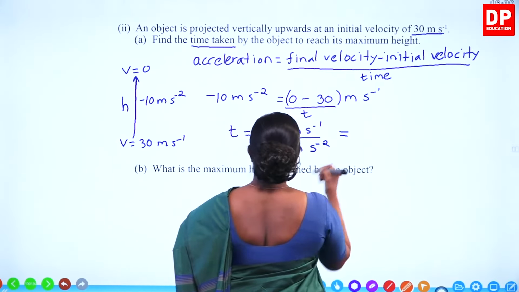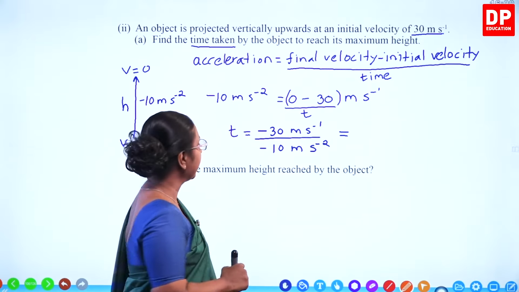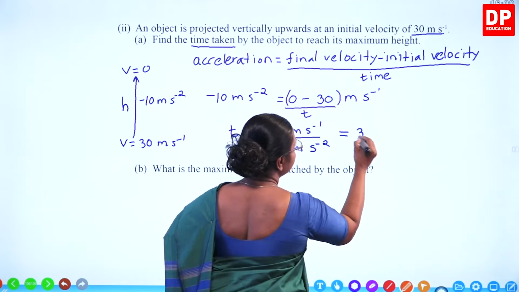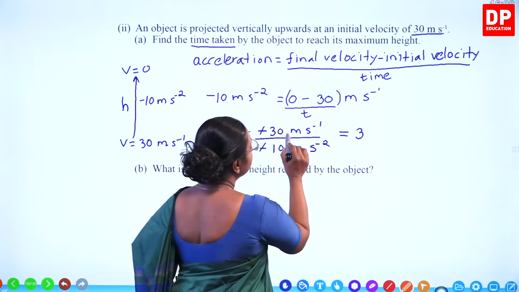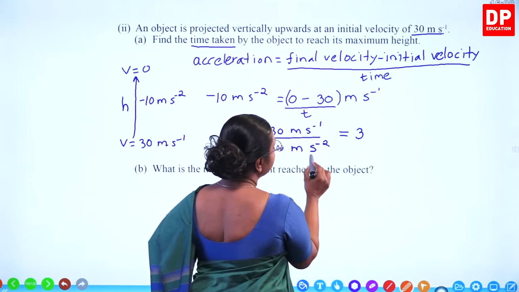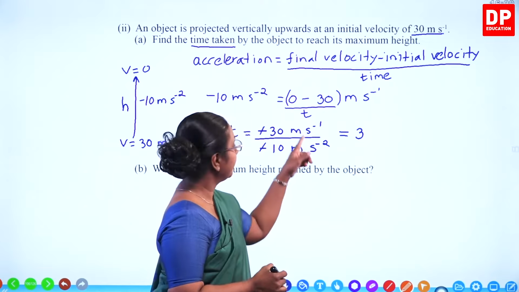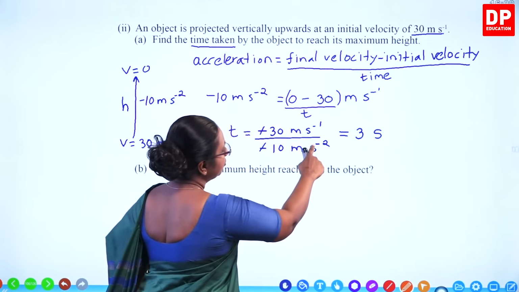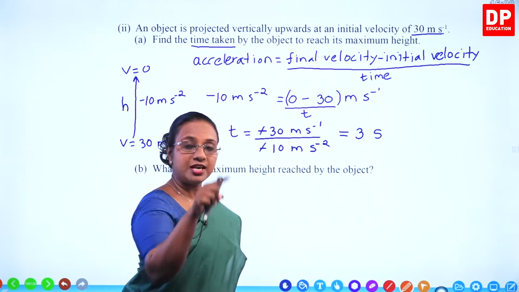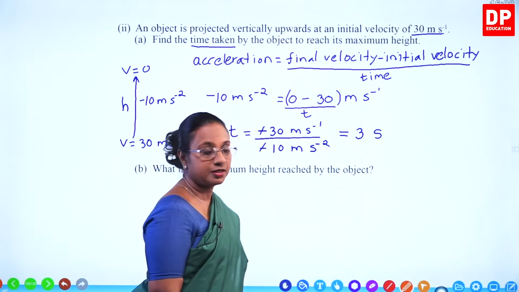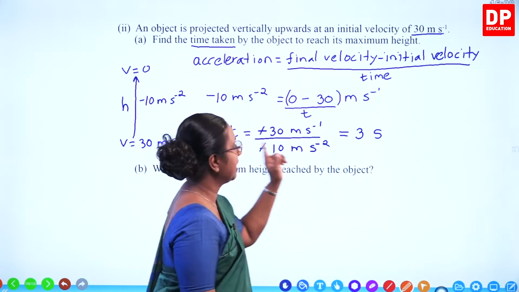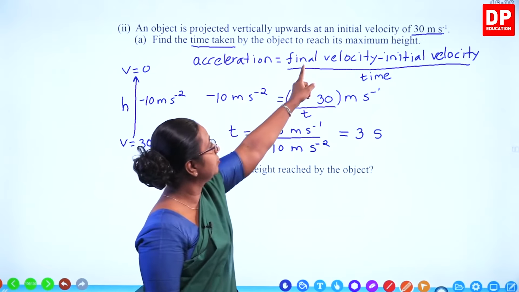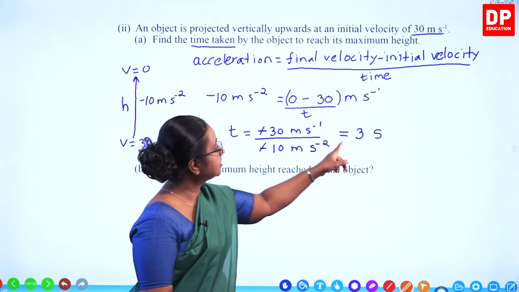When we divide the value, the minus and minus will get cancelled off. So 30 divided by 10 will be equal to 3. Here we have the unit meters per second, and here we have the unit meters per second squared. So when they get cancelled off, you will end up with the unit second. Here you will get s to the power minus 1, and when you take that up, it becomes second. So automatically you get the time as 3 seconds. The time taken by the object to reach its maximum height is 3 seconds.